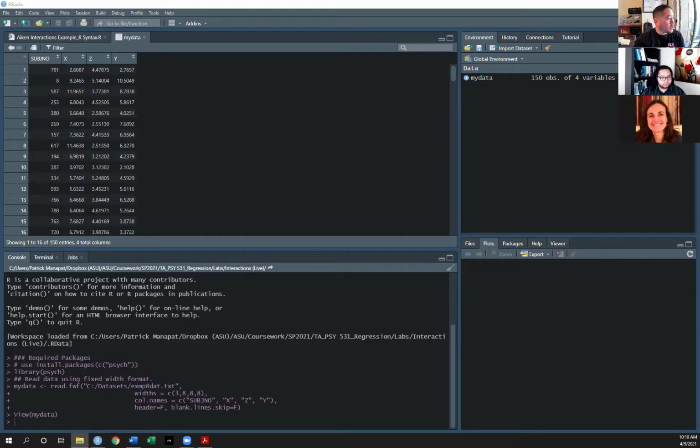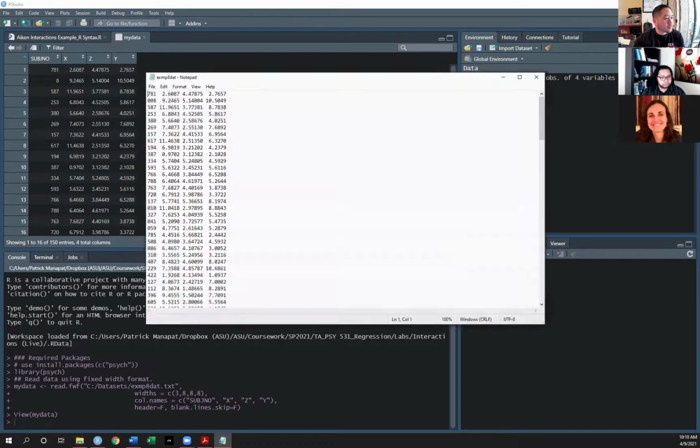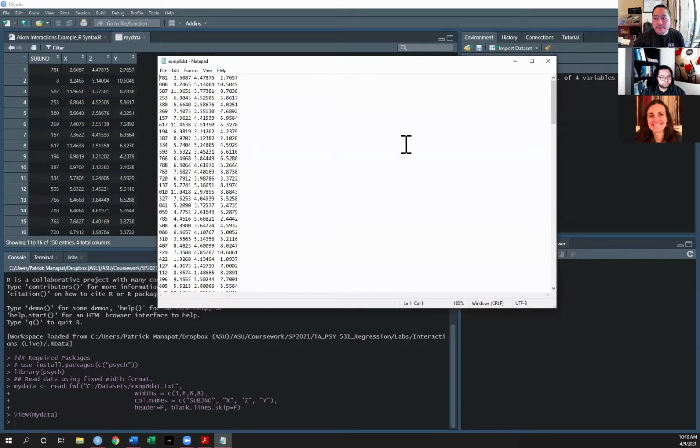And real quick, we can see here, can you see this data set, the text file?